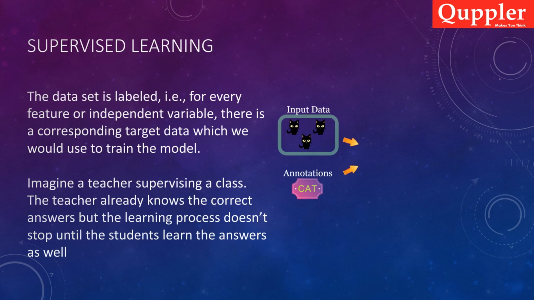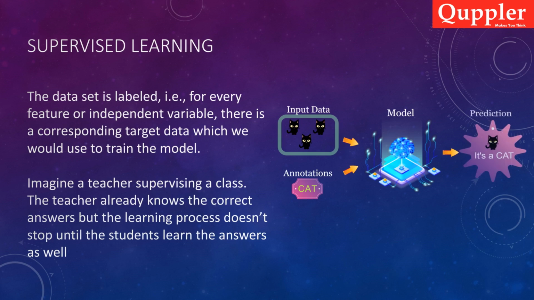So once I feed this to the model, based on the input data, which contains the annotation, that is what our model learns, and based on that it will predict whether that's a cat or not. So those kinds of predictions come under a type of supervised learning.